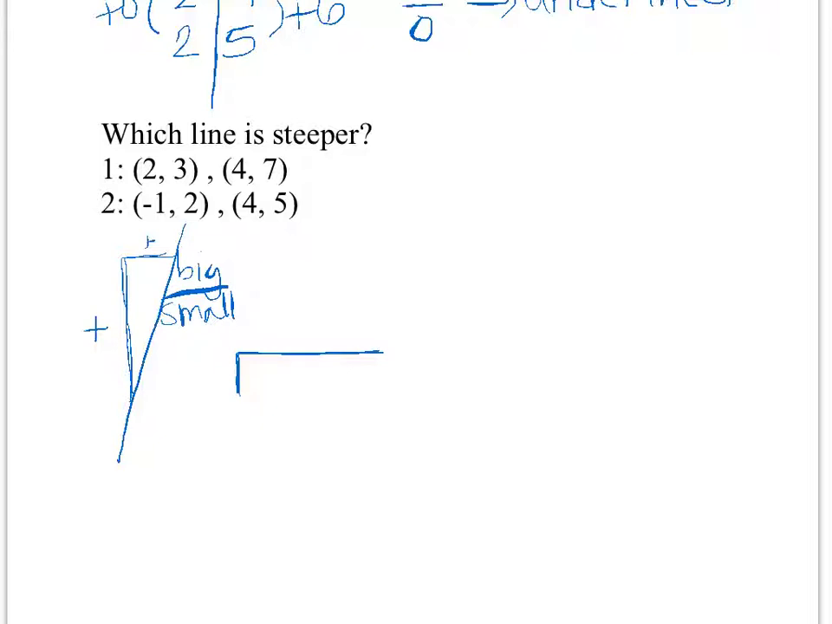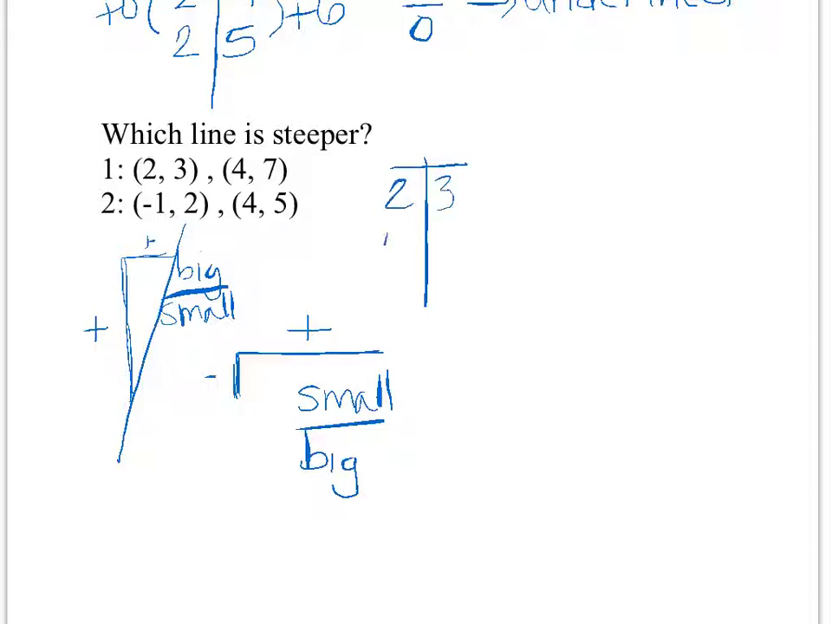Okay, the more shallow the line, the rise is smaller and the run is bigger. So when it's small on top and big on bottom, then you're looking at a shallow rise. So our question is, which one's steeper? If we look at line 1 and put those in a table, we've got 2, 3, 4, 7. For 3, we add 4 to get to 7. For 2, we add 2 to get to 7. So this one gives us 4 over 2, or 2.